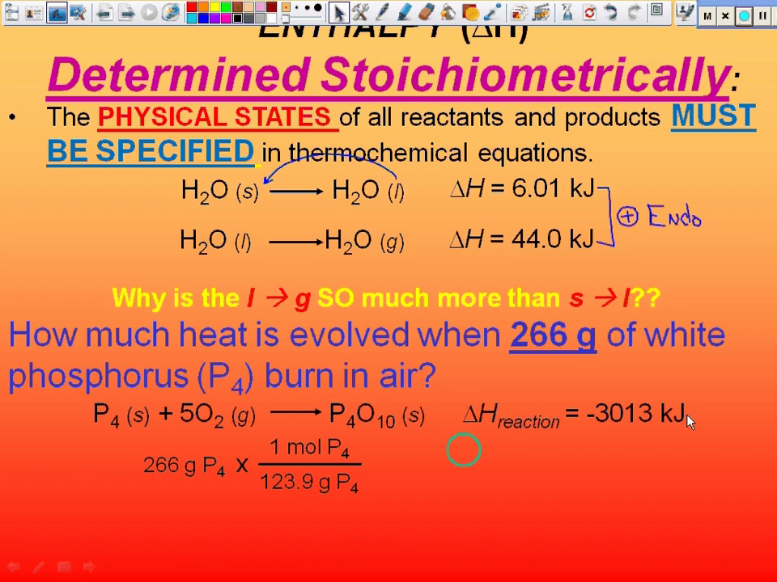Well, there's a problem with this. Remember, all delta H reactions must be kilojoules what? Per mole of reaction. That's why we now have to use that per mole thing. So can you use another stoichiometric step here? That is the step that you have to do. That's why, if you did not know it was negative 3,013 kilojoules per 1 mole, then you wouldn't know how to do this. Yes, you have to have delta H to do this.